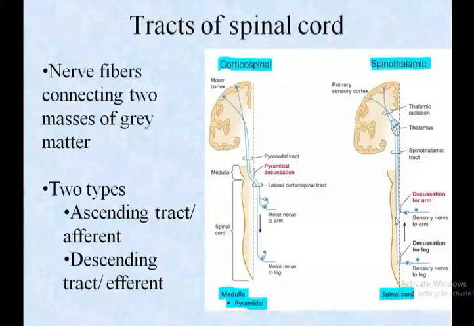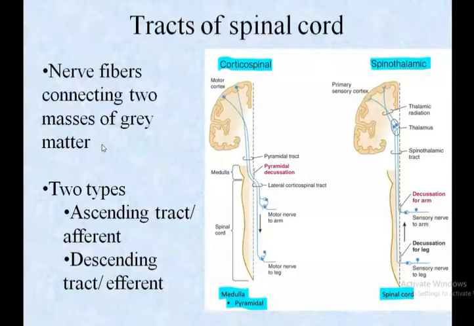Okay, so to define the tracts of the spinal cord, or just to have a general concept about them, tracts are simply collections of nerve fibers. Tracts are collections of nerve fibers connecting two masses of gray matter. Till now you should be clear about what is gray matter and what is white matter. We have been talking like the spinal cord has central gray matter and peripheral white matter. So what actually is this gray and white matter?